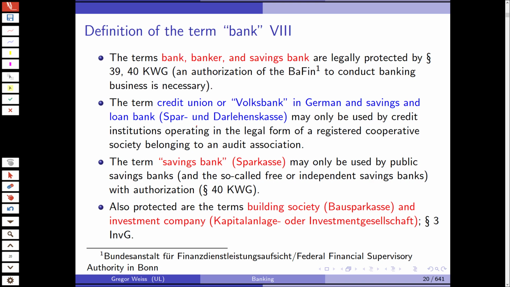And naturally, under German law, you can't just call yourself Sparkasse. If you were to form a company and call yourself Sparkasse, you would be fined and banned from the market. Sparkasse, Volksbank sind geschützte Begriffe. Sie können nicht einen Laden anmieten und sagen, ich bin jetzt Sparkasse Leipzig 2.0. Ja, das geht nicht. Also protected are the terms Building Society, Bausparkasse, and Investment Company, Kapitalanlage oder Investmentgesellschaften. Pretty clear. Okay.